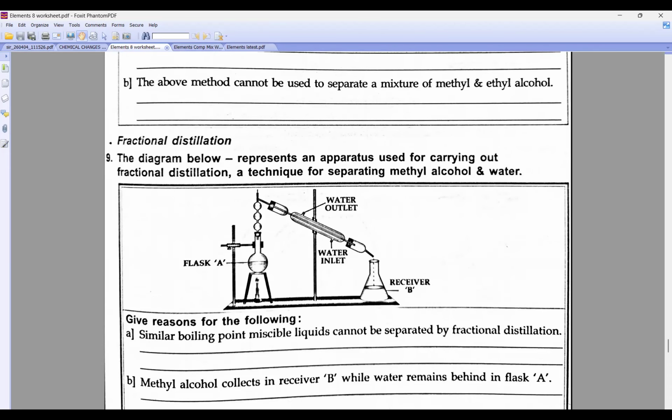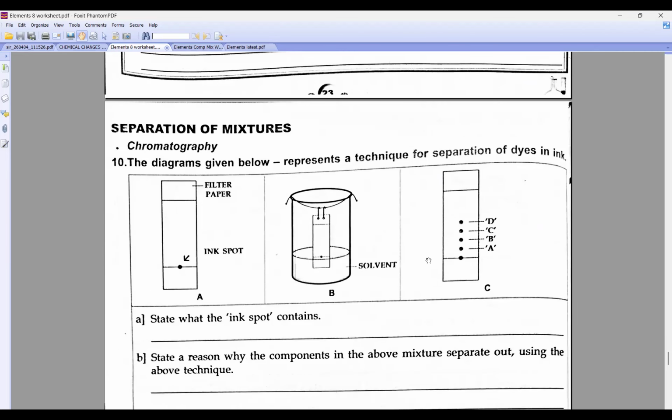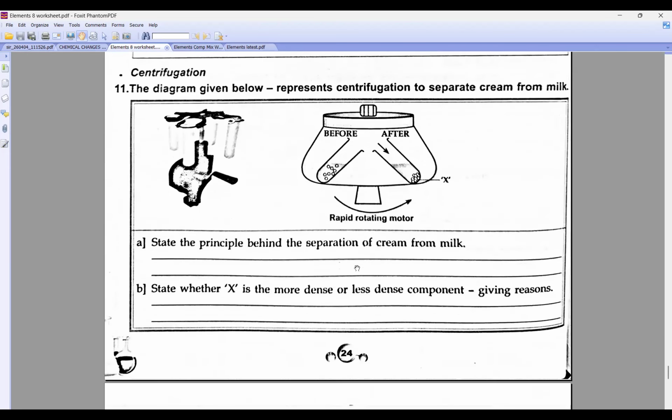They will ask you what this apparatus is. This is known as a fractionating column. This is a condenser, a water condenser. Then we did this today. Hello, which technique did we do? Chromatography. Then which one? Centrifugation.